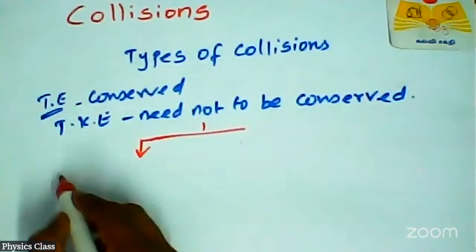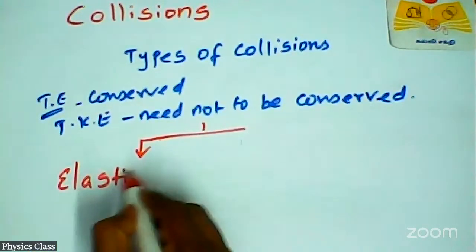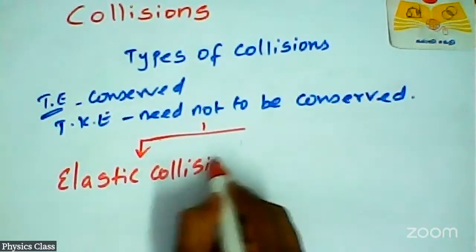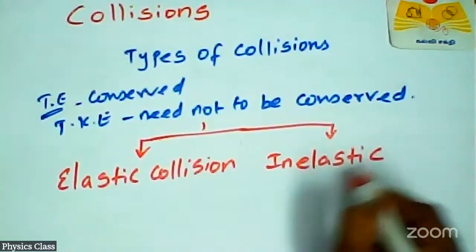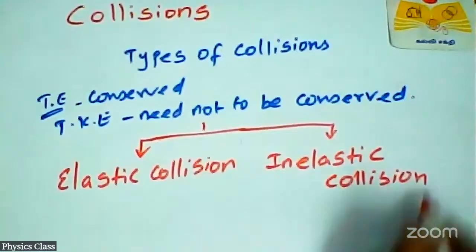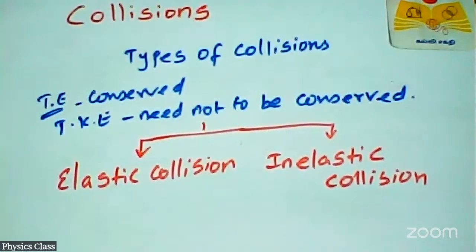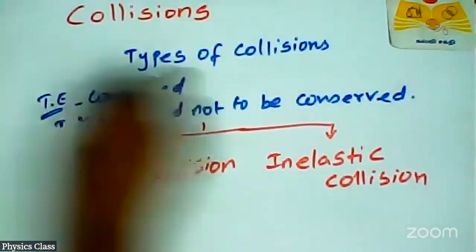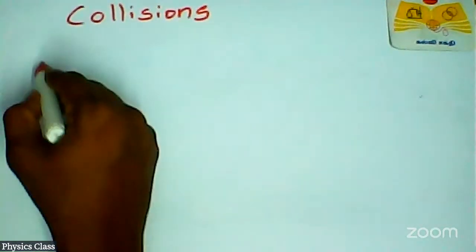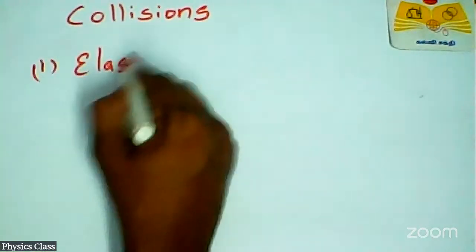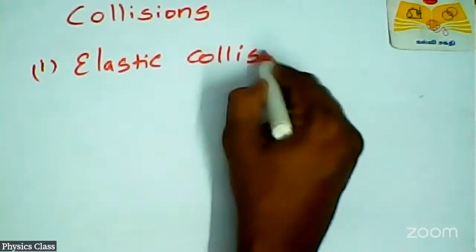One is elastic collision. Another one is inelastic collision. Okay, there are two types of collision: one is elastic collision, another one is inelastic collision. First of all, we will be discussing elastic collisions.